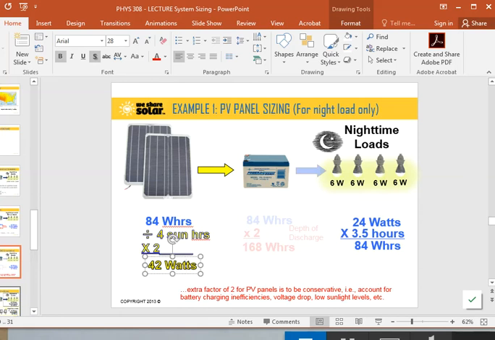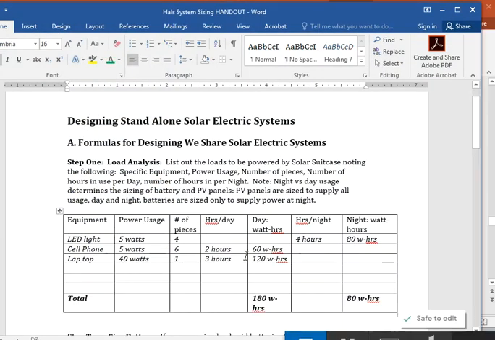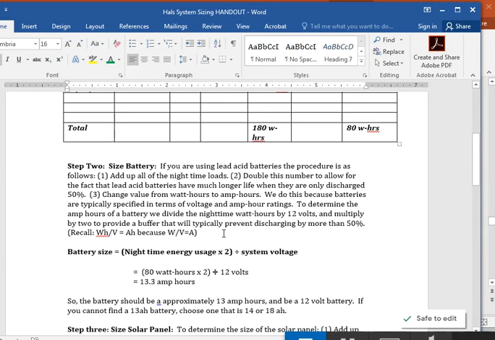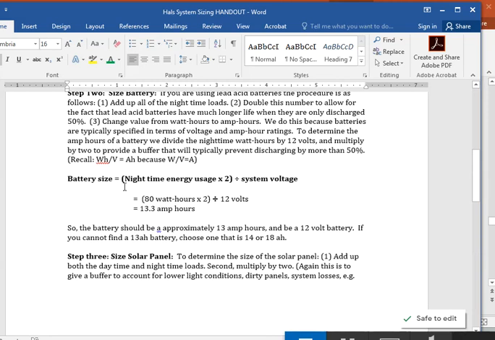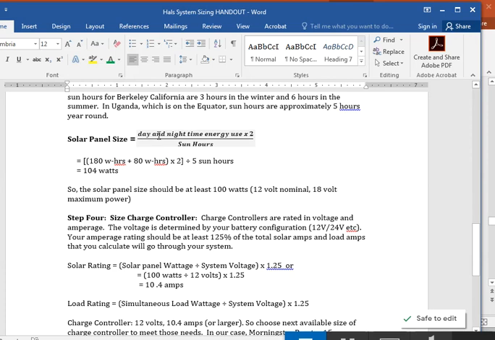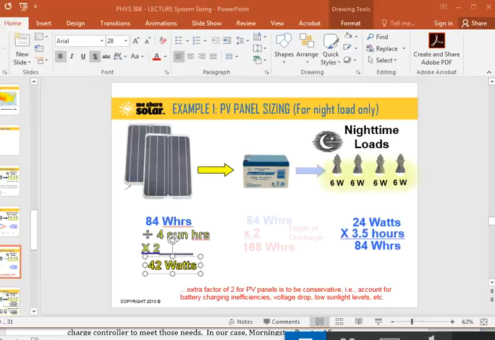And this is all worked out in Hal's notes, which I have here as well as on paper. If you go to Hal's notes, this is the part that we just worked out about the battery size, and there's an example calculation there. And then the solar panel size is the total energy use times 2 divided by the sun hours. We'll get to this example in just a second, with the 180 and the 80.